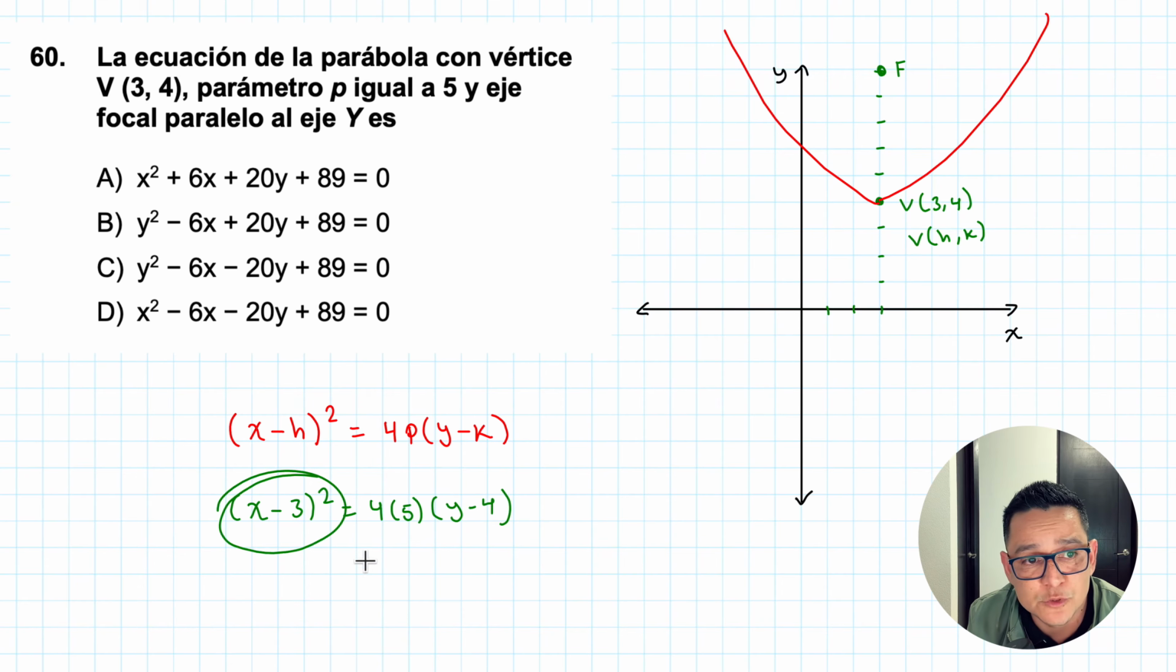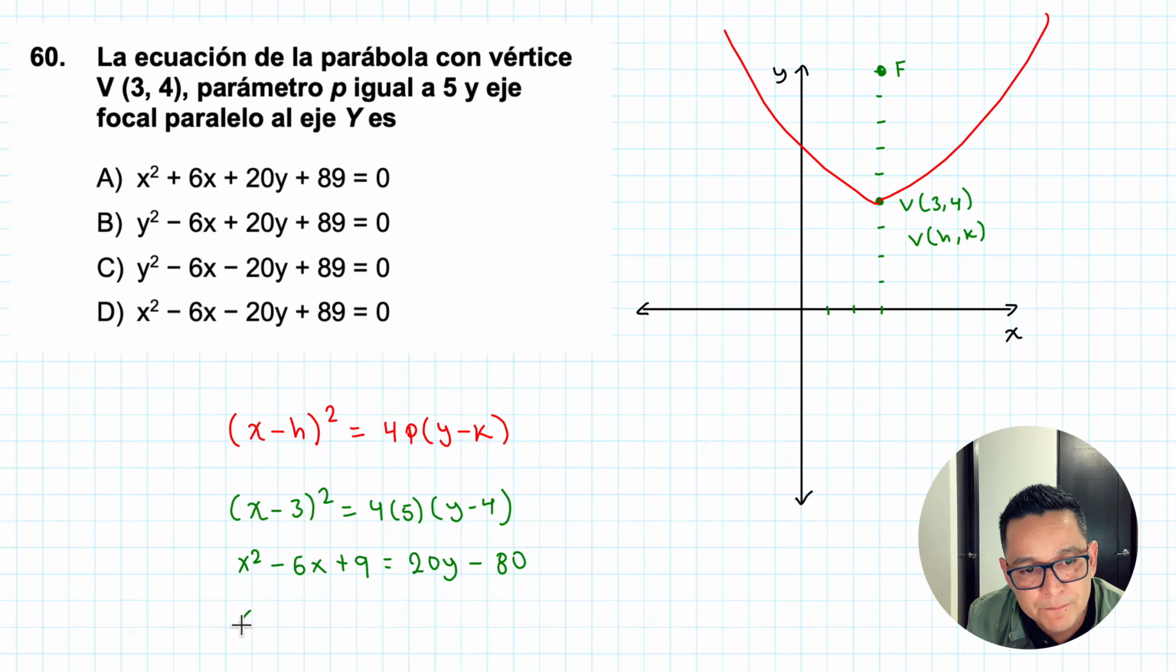Here we have a binomial squared to expand. Square the first term, then subtract twice the product of the first and second. That is, 2 times x times 3, which gives me 6x, and plus the square of the second, that is, the square of 3, which is 9. On the right, 4 times 5 is 20 times y gives 20y. Then minus 4 times 5, which is 20, and 20 times 4 equals 80, right? Now we'll move the minus 80 to the other side as a plus.